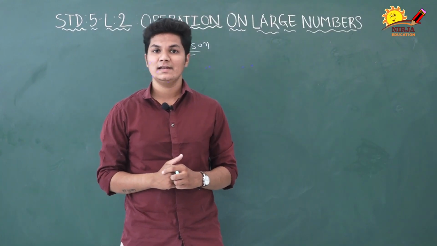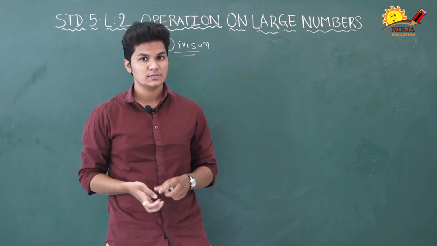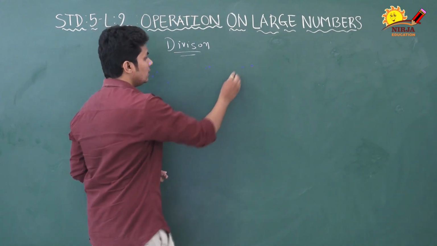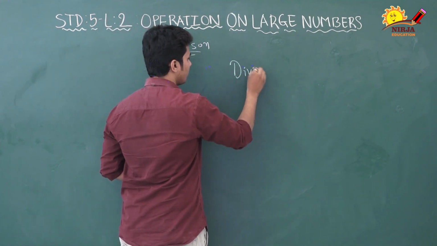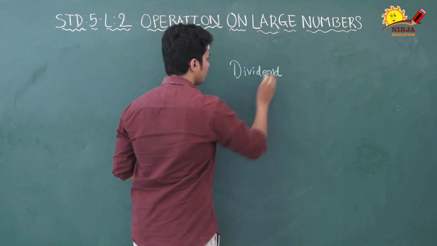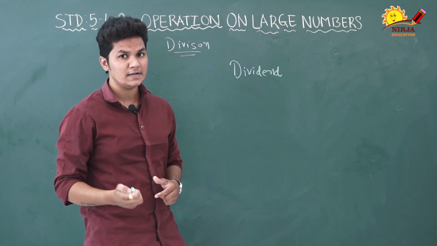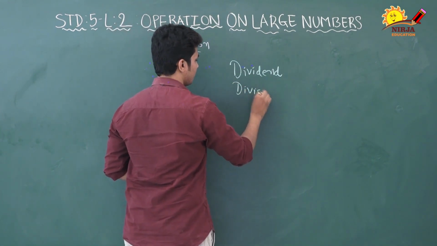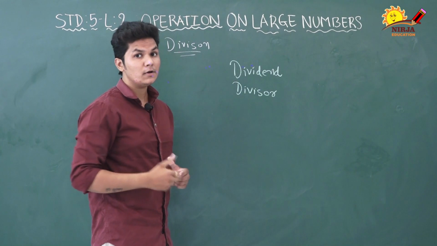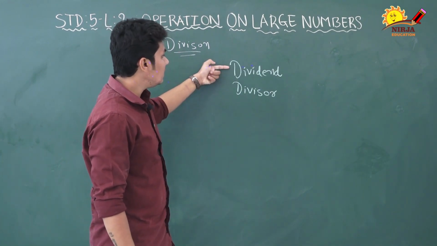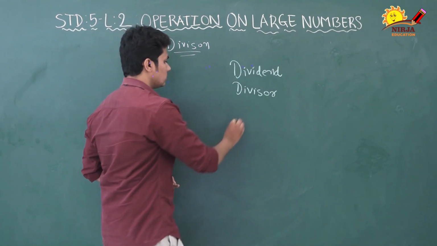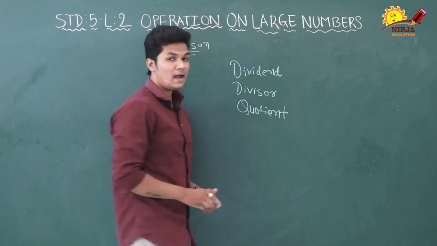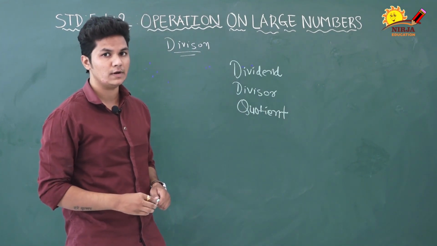We learnt about division in previous classes. Let's revise some terms related to division. The number that we divide is known as dividend. The number which divides is known as divisor. The number of times divisor is contained in dividend is known as quotient. And in the end, the leftover number is known as remainder.